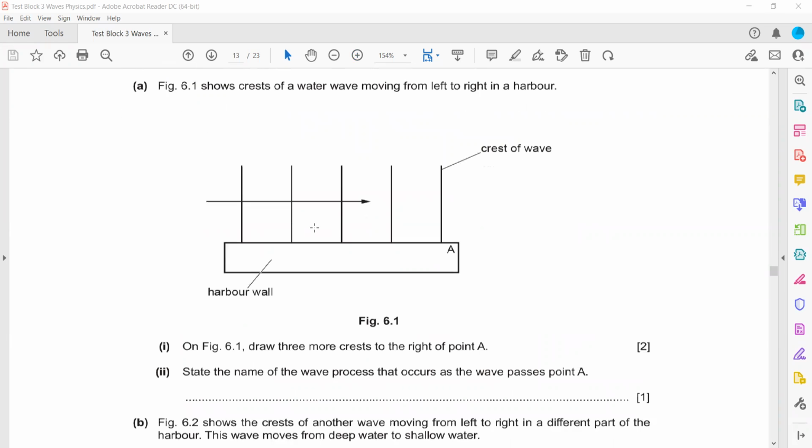In question 1, figure 6.1 shows a crest. On the figure, draw 3 more crests. So whenever a wave is passing near a gap or an edge, it will change its direction. So it will bend. And keep one thing in mind, whatever distance is here, the wavelength, the same distance you should make for the others. State the name of the process that occurs when the wave passes through a gap near the edges, what we call diffraction.